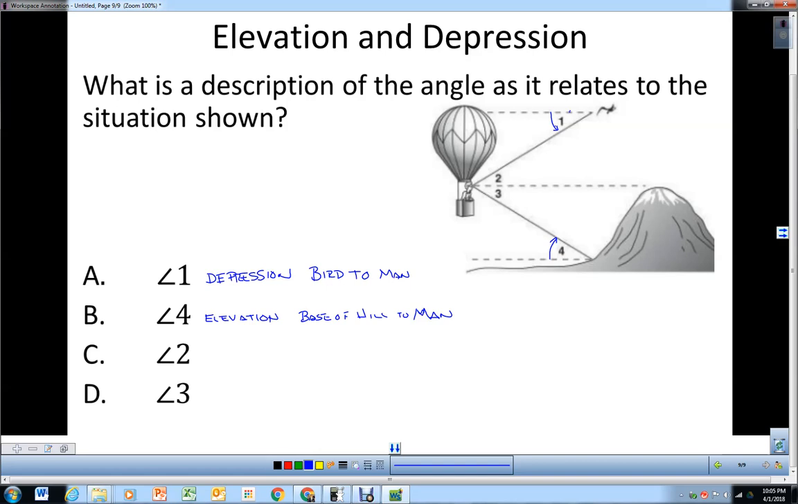Angle 2 is going from the horizontal to the line of sight. This is an elevation, you're looking up. So elevation from the man to the bird. Then we have angle 3. Angle 3 is the man looking out front and then looking down to the base of the hill. So this is going to be a depression problem, and it's going to go from the man to the base of the hill.